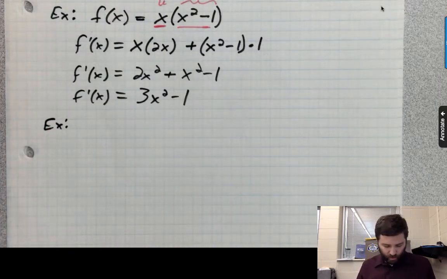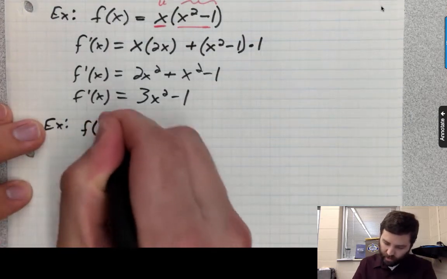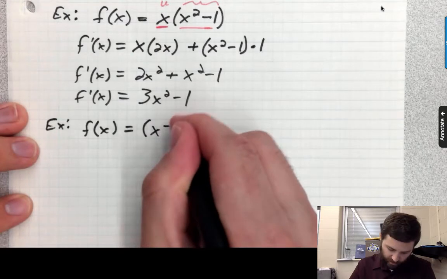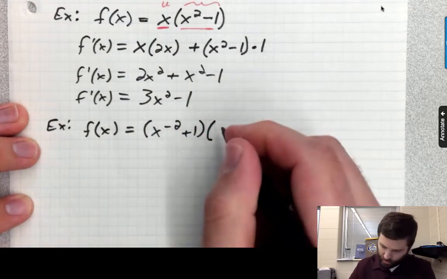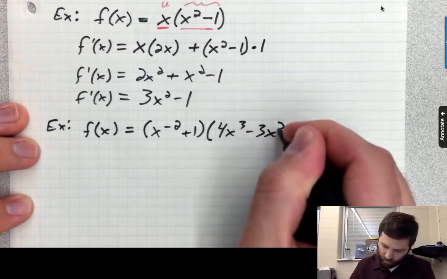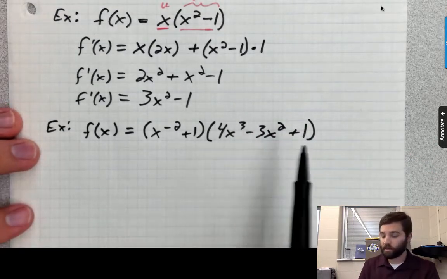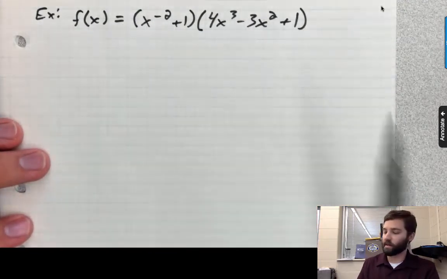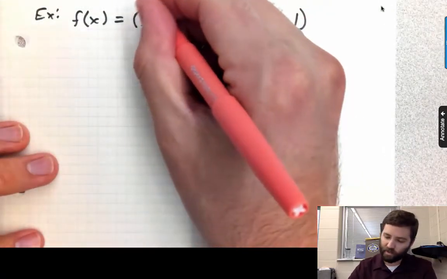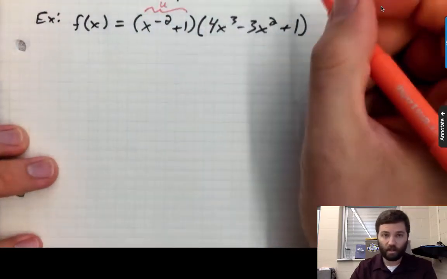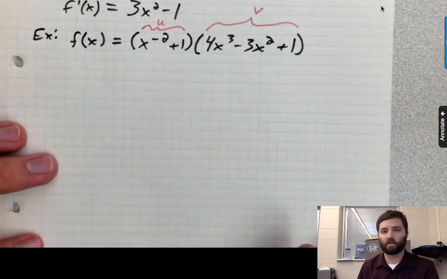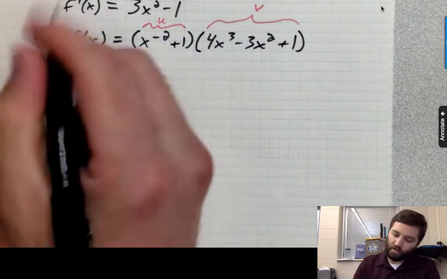Let's do something that would be more work, where the product rule actually I think saves you time and work. So let's take f of x equal to x to the negative 2 plus 1 times 4x cubed minus 3x squared plus 1. This is a situation where you could distribute all of this out, and then do the power rule multiple times, but that's probably not the most efficient method once you get good at the power rule. So this is my u, this will be my v, the first function and the second function.